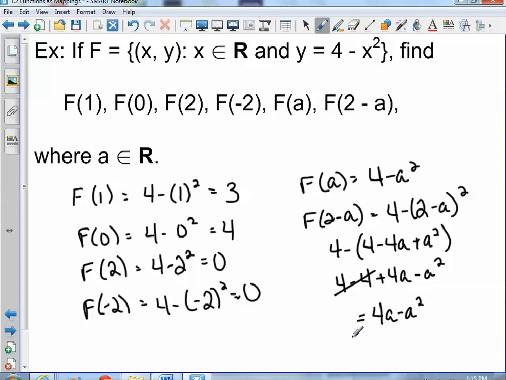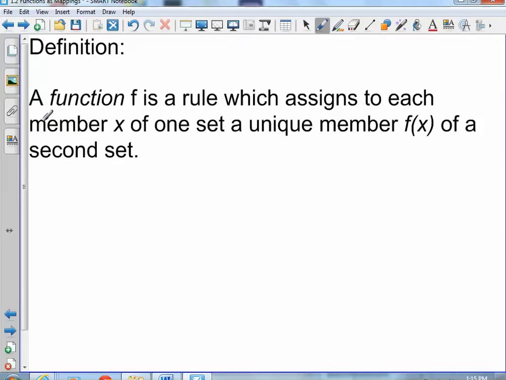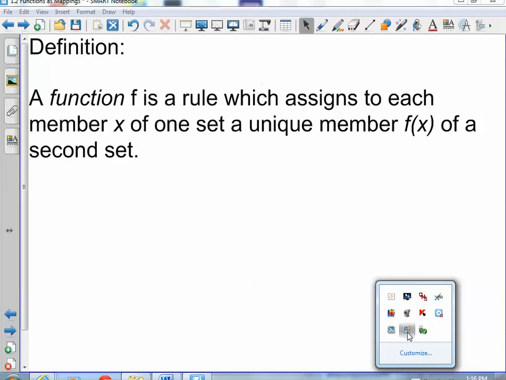Alright. So, you guys are comfortable with evaluating functions. We kind of talked about what a function is already, but another more formal definition than what we've had so far: a function is a rule which assigns to each member x of one set a unique member f of x of a second set. You might want to write this down. This is the definition that you're going to use most often. So the function is the rule itself that tells you how to get from your input to your output value. That's what a function is.